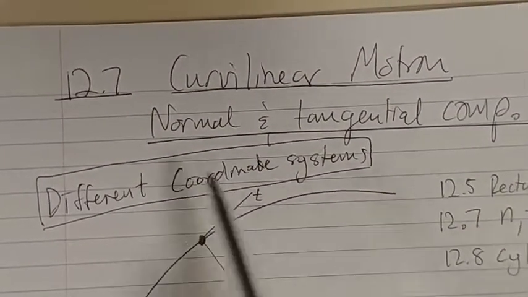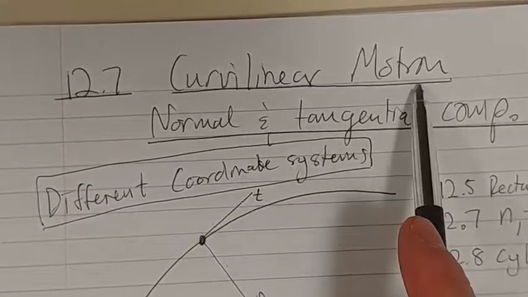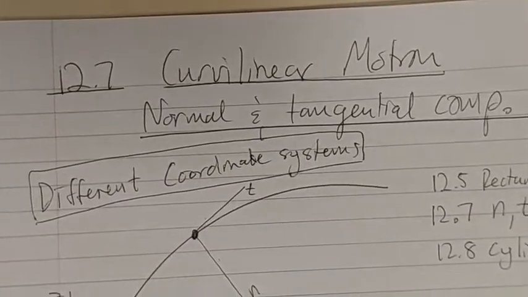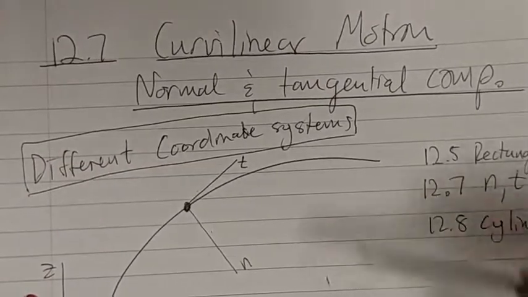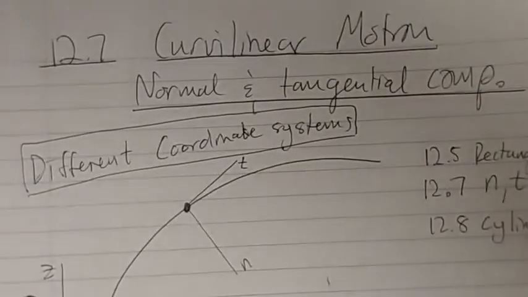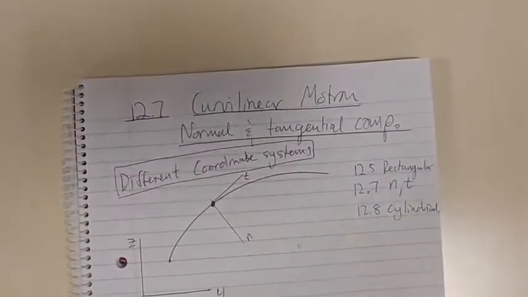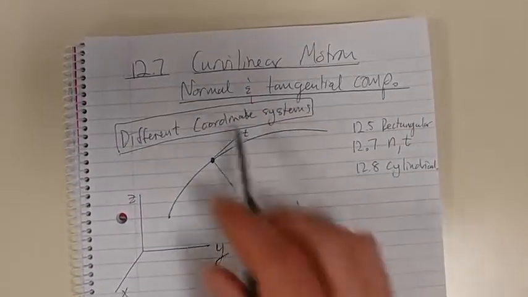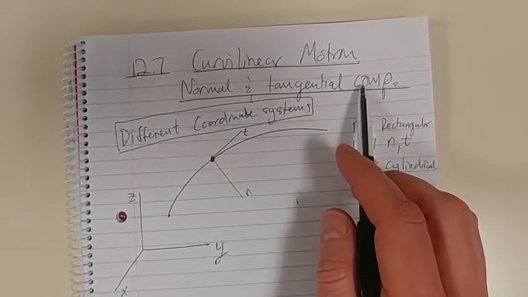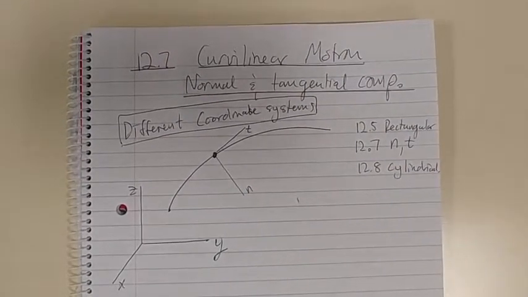In the next few videos, we're going to focus on 12.7, which is curvilinear motion, normal and tangential components. Before I go into the details of how we derive the normal and tangential components, let me zoom out a little bit and give you a bird's eye view regarding exactly what we're doing here.